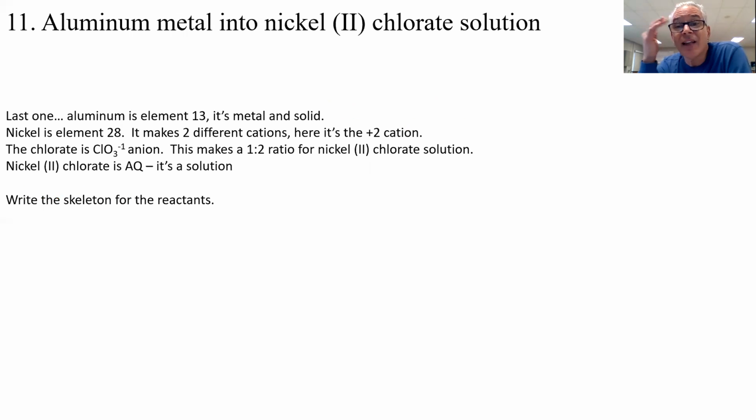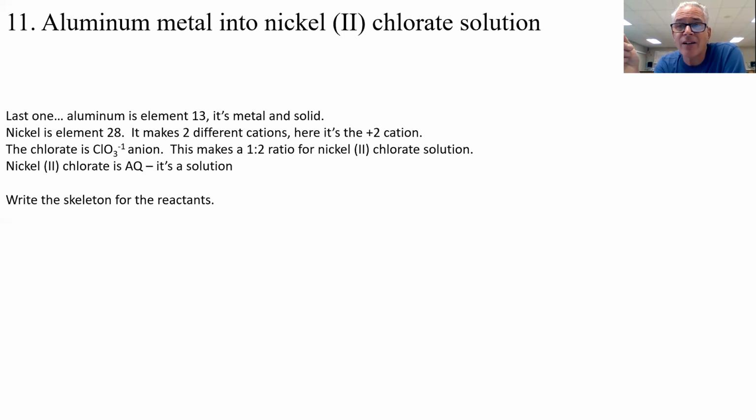All right, this is the last one. Holy smokes, right? Writing formulas is actually more important than balancing. Balancing's easy. Writing formulas is trickier. Aluminum metal is metal, Al, element number 13. It's a solid. It's going to go into the solution called nickel, Roman numeral 2 chloride. Nickel on the periodic table is element number 28.